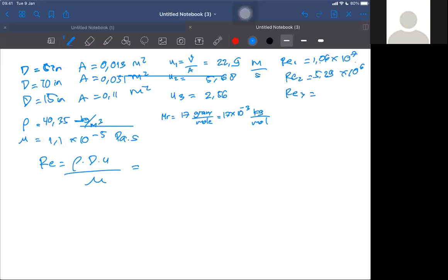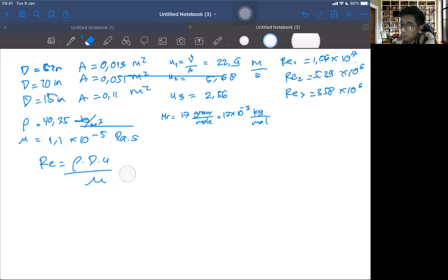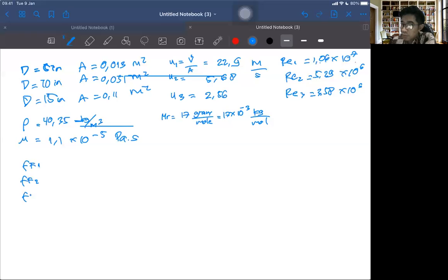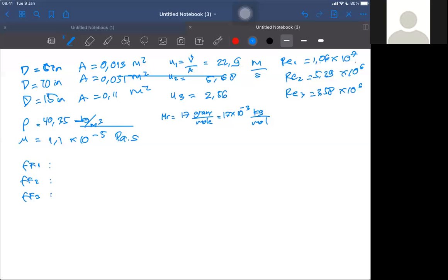For the third one, sir, I get 3.58 times 10 to the 6. Okay. After you got the Reynolds number, then you find what? Friction factor, right? So you calculate the friction factor for each Reynolds number. How to get the friction factor value? 16 divided by Reynolds number, sir. This is already turbulent.